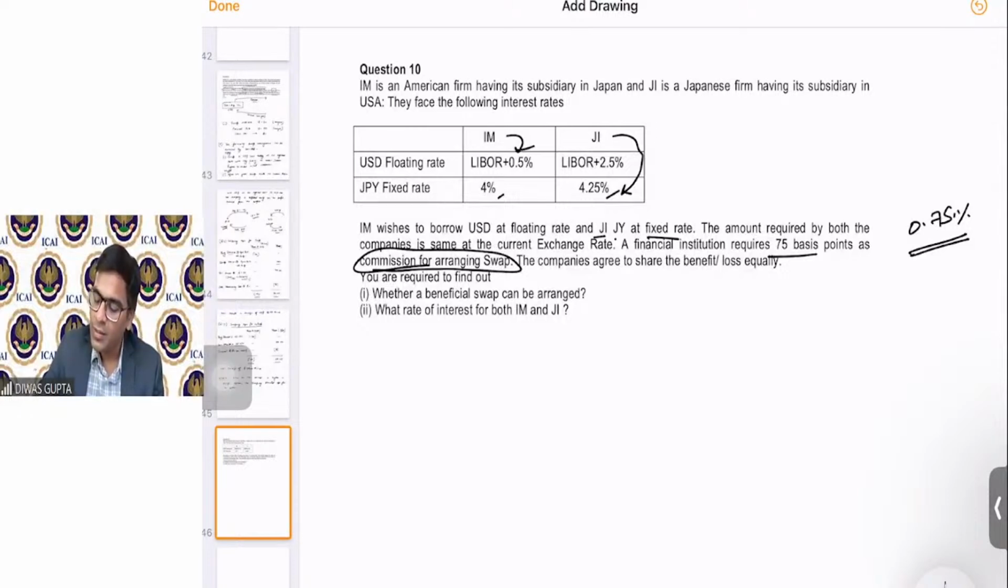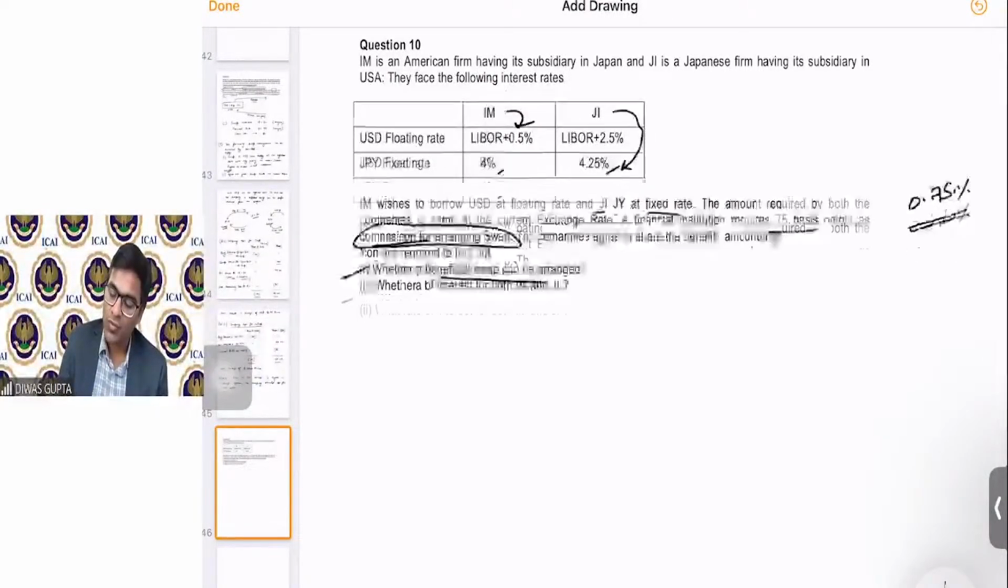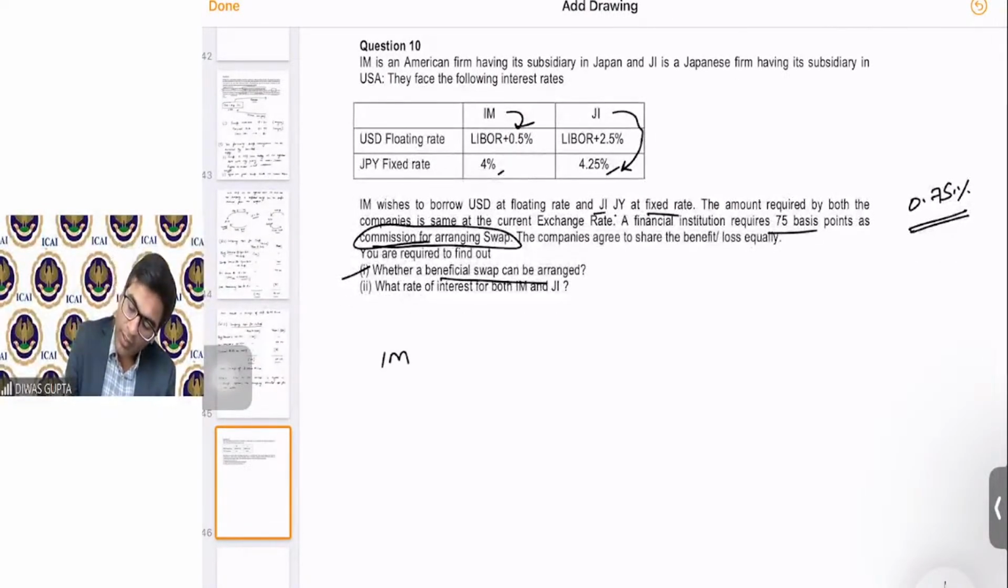The companies agree to share the benefits or loss equally. Now beyond that, whatever is the benefit or loss, they will arrange it equally. You are required to find out whether a beneficial swap can be arranged for. Yes, we can find it out. IM and JI, there are two companies. What is their preference? Preference is to borrow USD at floating rate.